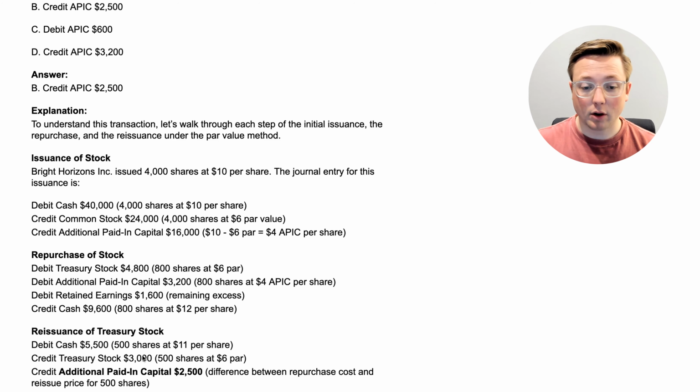We went through all of the journal entries. So as you go through these questions with me, pay attention to the journal entries. I want these to stick in your brain. They're pretty similar most of the time, but of course you always want to make sure that things balance. So pay attention to that. But that is how, again, you do the treasury stock repurchase and reissuance under the par value method. Now let's go to the next question to learn about a different method.